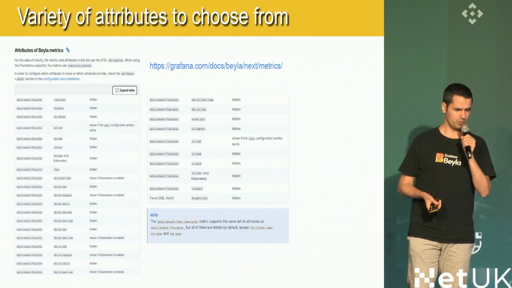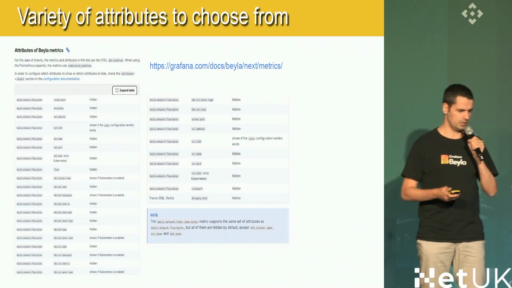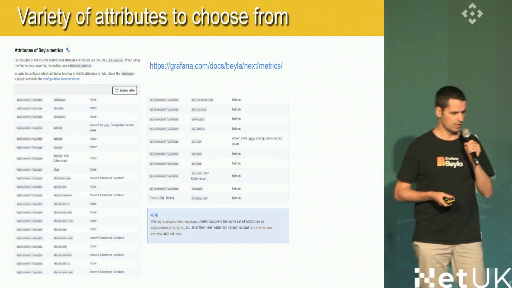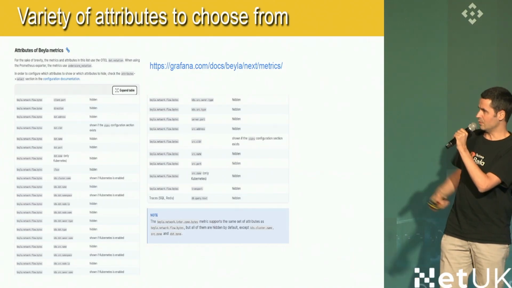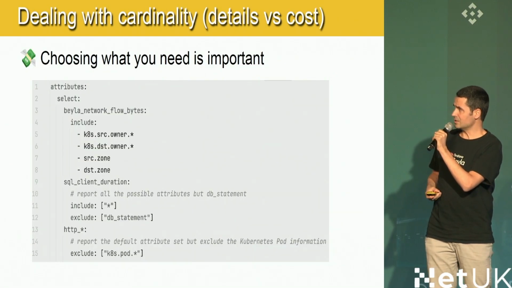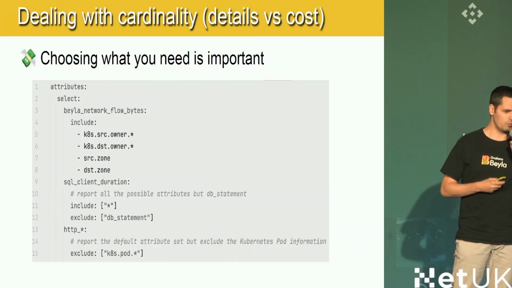There are many attributes to choose from, not only zone and IP and port. There are many, this is part of our documentation, but you need to choose what is important.